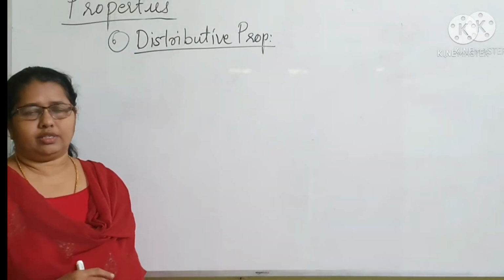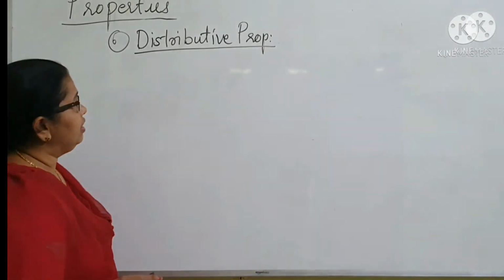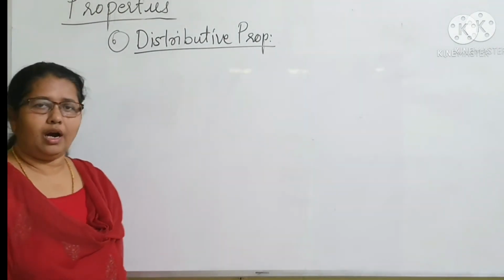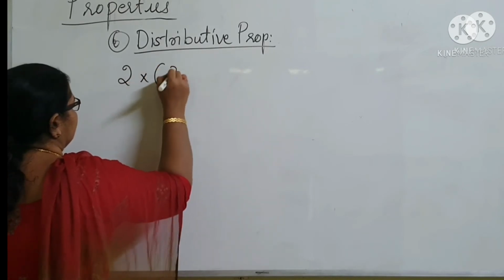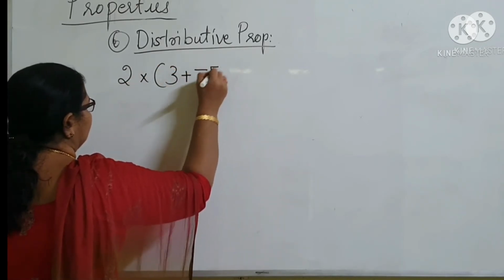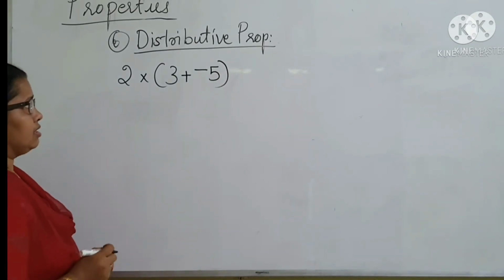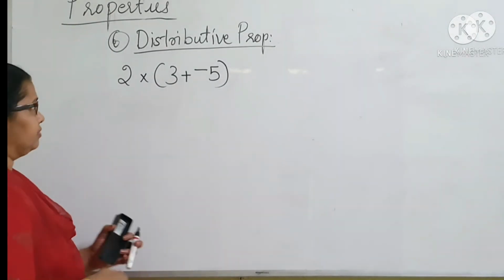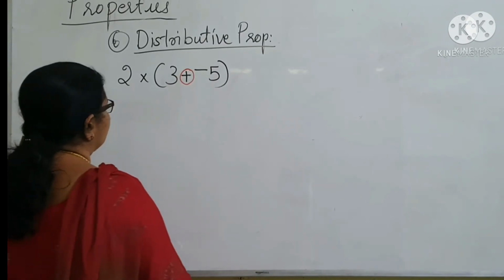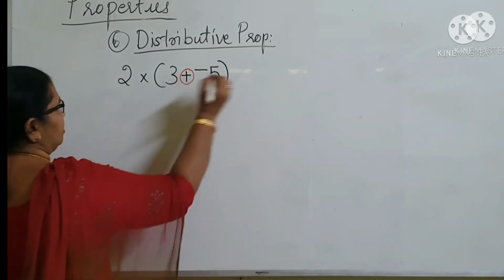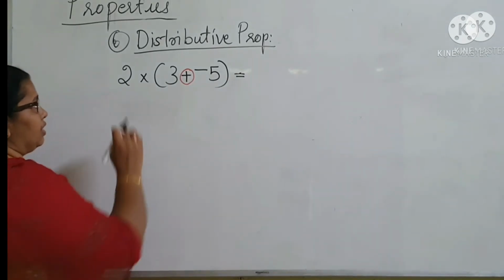Distributive property, or distributivity. There are two cases: over addition and over subtraction. First, distributive property over addition, a very important property. 2 into 3 plus negative 5. That is over addition. Then find the product in this case: 2 into 3 plus negative 5.